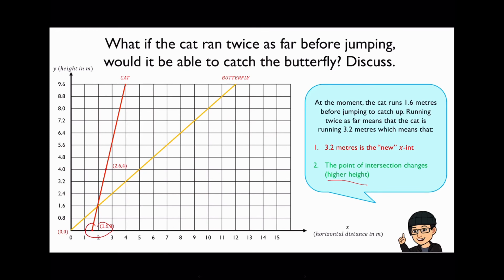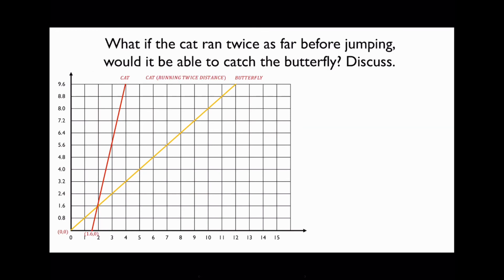So let me show you how we would actually do this. For this type of question, in order for you to answer it, you have to make an assumption. You're going to assume that the cat is going to maintain its exact same speed when it's running twice as far. Because it's maintaining the exact same speed, this also implies that the gradient will be the same.